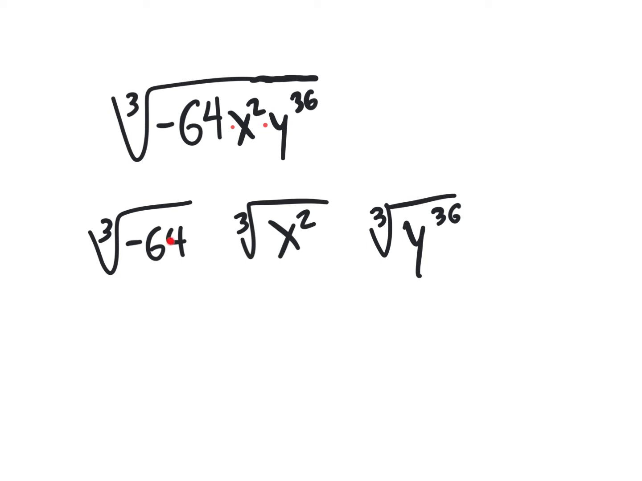So the question is, what number times itself 3 times will give you negative 64? And the answer is negative 4. That is the answer to this guy right here. Okay, let's move on to the next one.